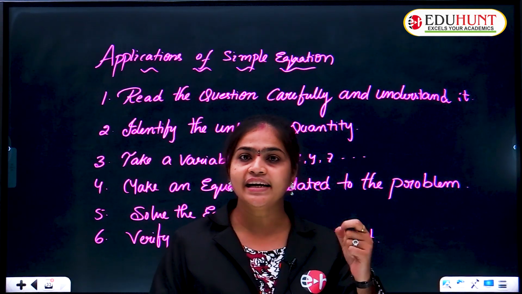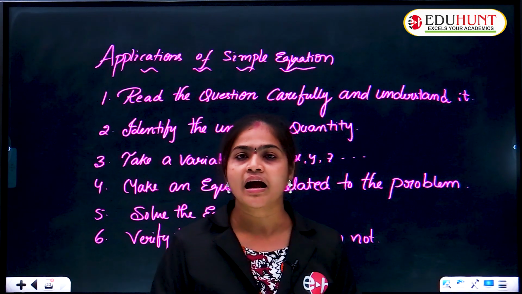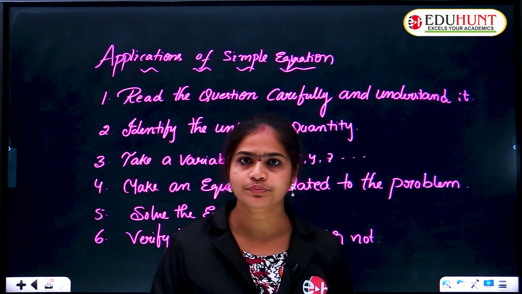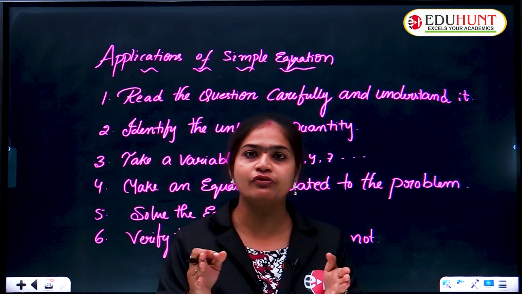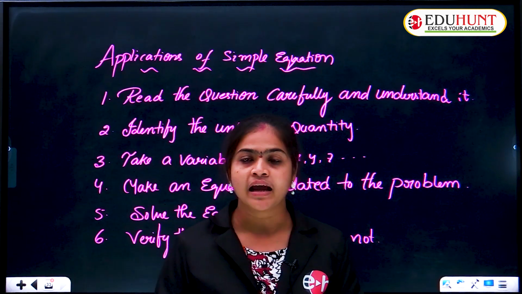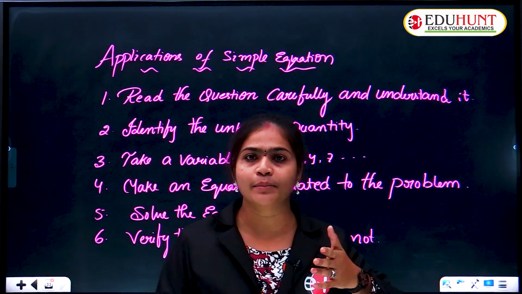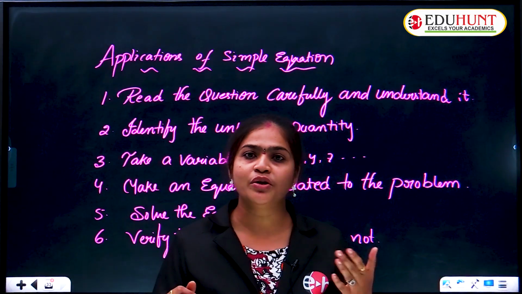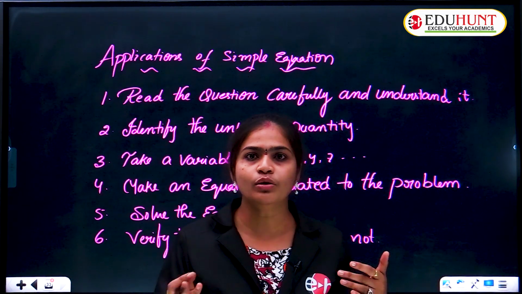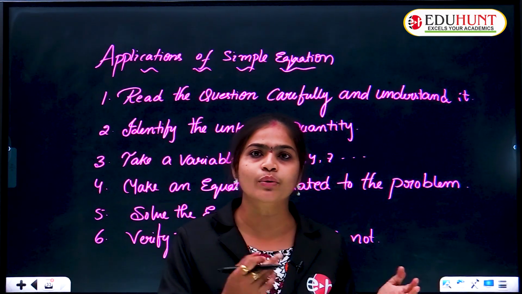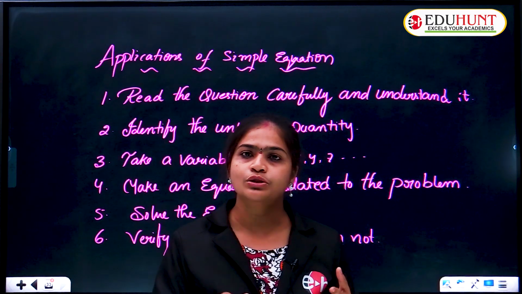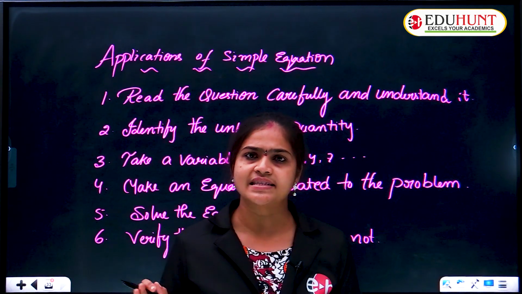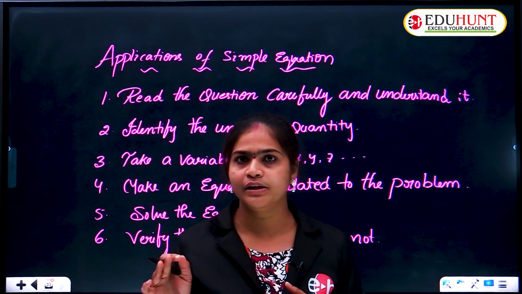Second one is identify the unknown quantity. Unknown quantity means which one they are asking, that one only is the unknown quantity. Which one they are asking us to find out, that one only. And the third step is take a variable instead of that unknown quantity. We don't know what that is, so instead of that unknown quantity we can take a variable. Choose any one of the variables, that is your wish, either ABC or PQ or XYZ.